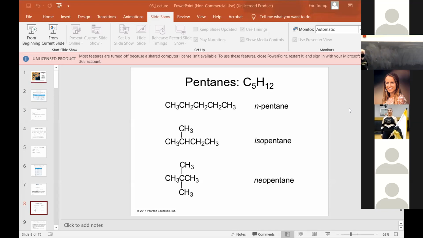Okay, so the only substituent we worked with there was methyl. If we have a branch consisting of 2 carbons, this is now an ethyl. Okay, so this becomes 3-ethyl pentane.